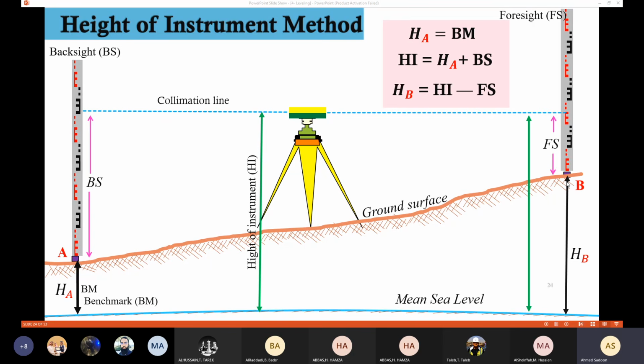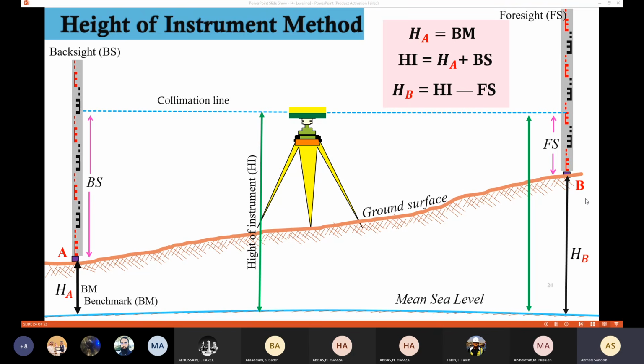Now, in case that I need to know the elevation of the point B, remember the distance here is the same as the distance there. And we already got the foresight. So in order to get the elevation of the point B, which is the distance from here to here, is going to be the height of an instrument minus the foresight. The height of an instrument, this one here, minus the foresight. Okay, this is going to give me the height of the point B, or the elevation of the point B, or the reduced level of the point B.